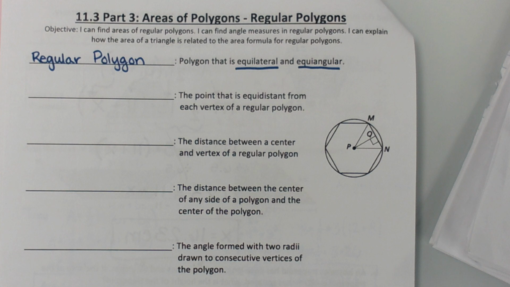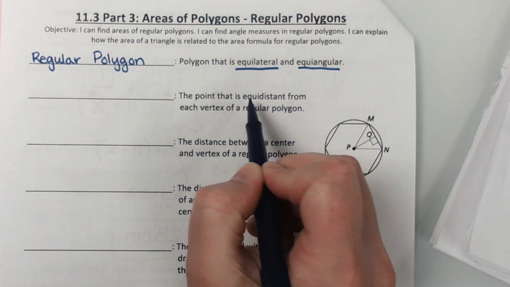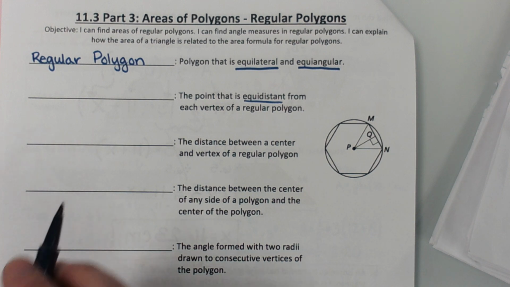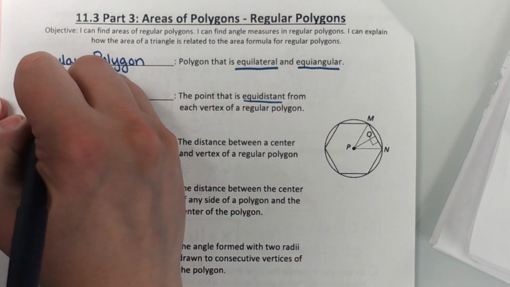Okay, now, when it comes to working with our regular polygons, there are some specific points and some specific features of them that we have to know. First off, the point that is equidistant, in other words, the same distance from each vertex, which is the corners of the shape, is known as the center of the polygon.